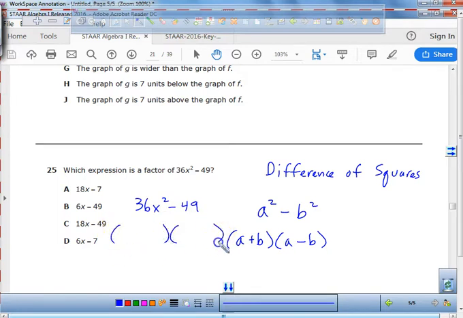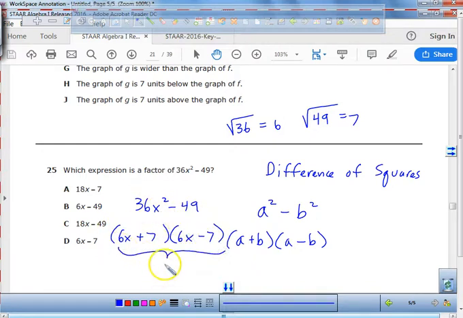So, what we want you to understand is, what is the square root of 36? If I say, what's the square root of 36, you would say that's equal to 6. If I say, what's the square root of 49 equal to, you'd say that's equal to 7. So this factors to 6x plus 7 and 6x minus 7. So right here, these two binomials are called the factors of this.